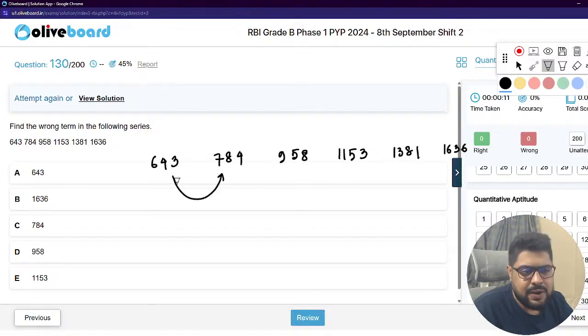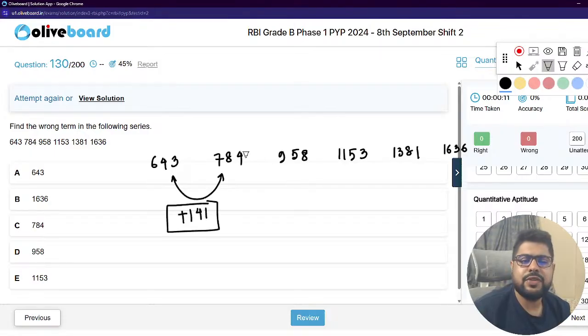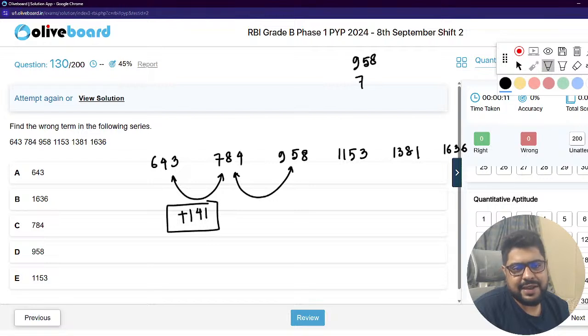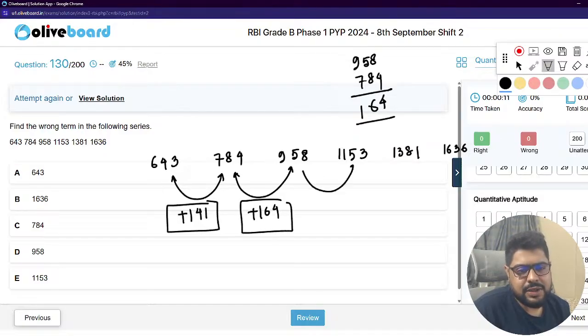Sir, calculate this. So 644 to 784, it is 140. So it is 141. Rings any bells? Square ka bell hai, sir. Let's see, sir. 784 to this, it's better to do it normally, sir. 784, sir, this is 961, sir. 164.